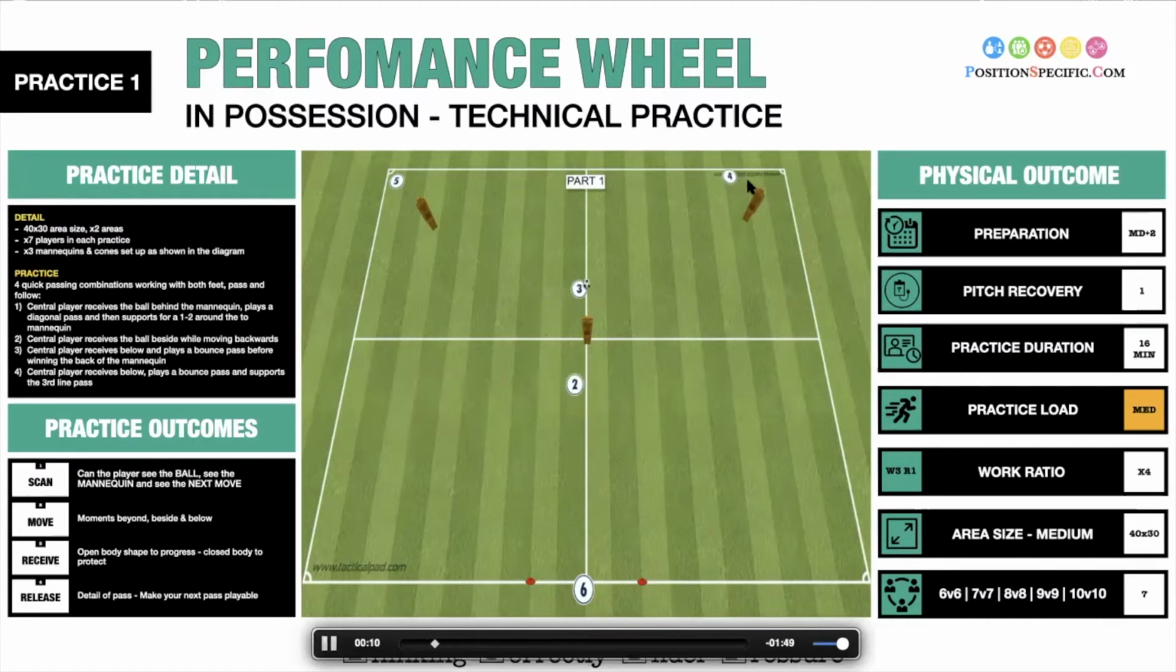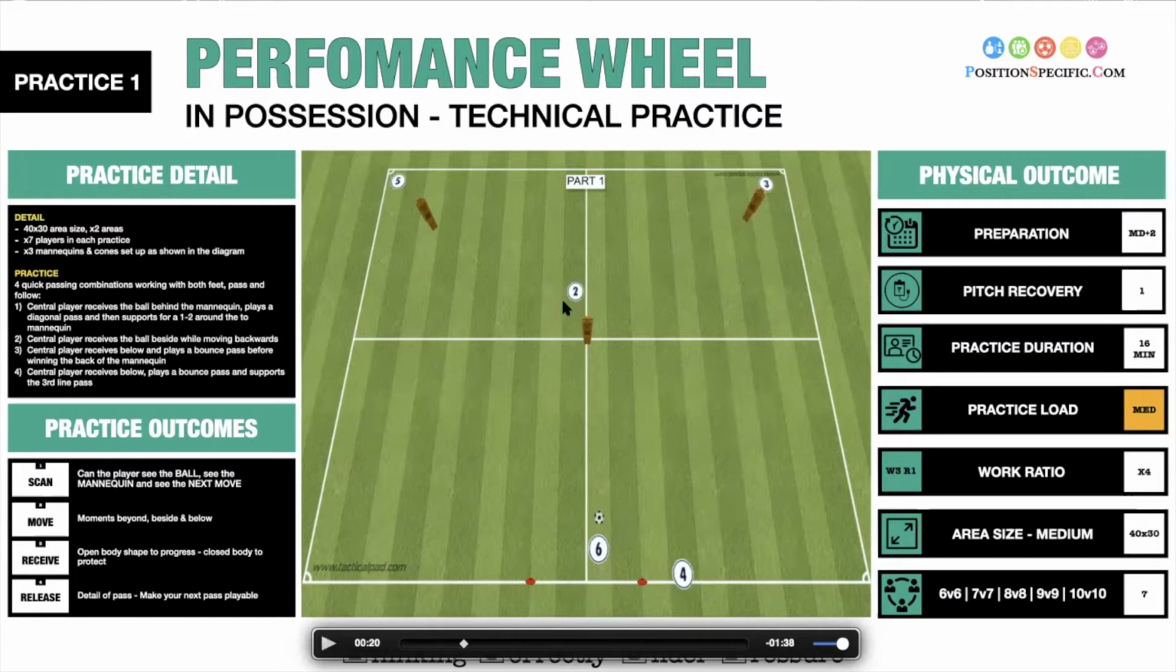Once they do that, same again, we're looking at double movements in here, and then a quick 1-2 around the mannequin. So we're looking at their releasing skills with 1 touch. Again, that little bit of movement before to create the space, and then that 1-2. Body shape again from the 3 to then play into the space. As the ball works its way back, we're looking at the same thing, but working the opposite way.